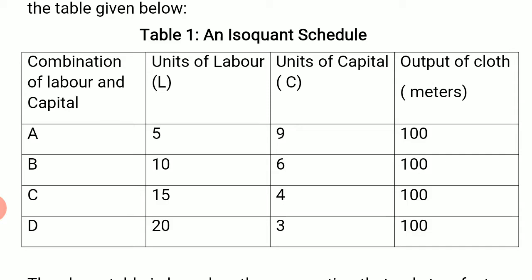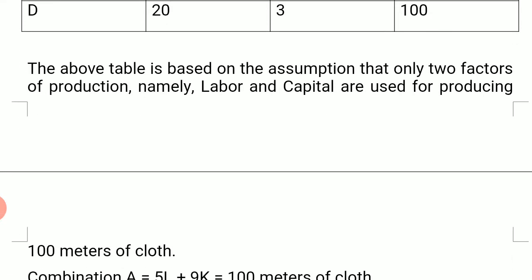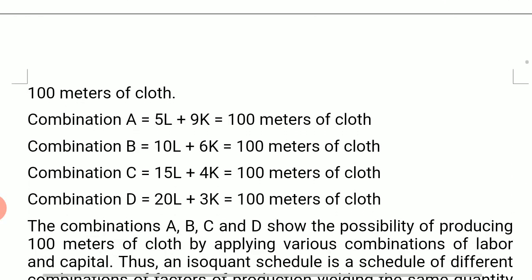Similarly in C and D, the unit of labor is increasing from 15 to 20 and the unit of capital is decreasing from 4 to 3, but the output of cloth is 100 meters in all the combinations. Now this table can be explained with the help of a diagram.